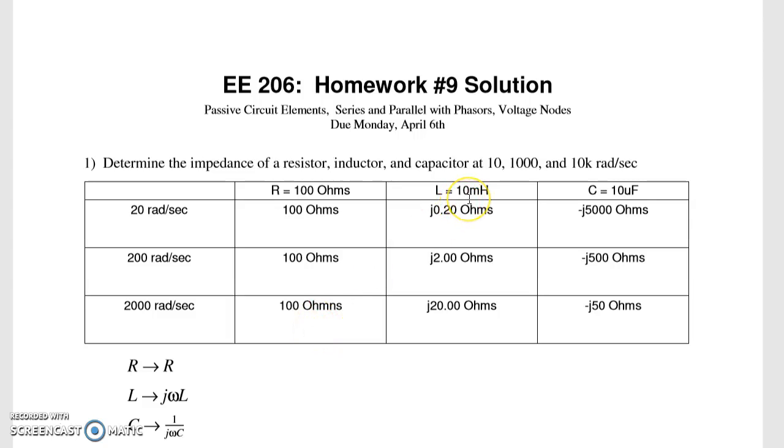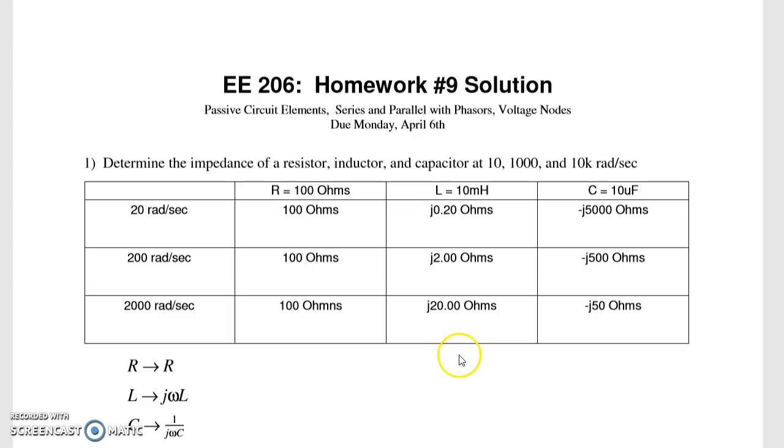The inductor goes as j omega L. So the impedance will be your inductance, 0.01, times 20, times 200, times 2000. So inductors have a plus j impedance. Capacitors are 1 over j omega C. Plug in C as 10 microfarads, and I get minus j 5000 ohms, minus j 500, minus j 50.